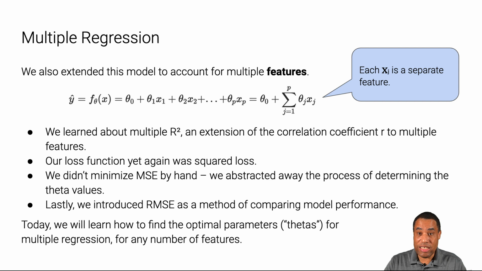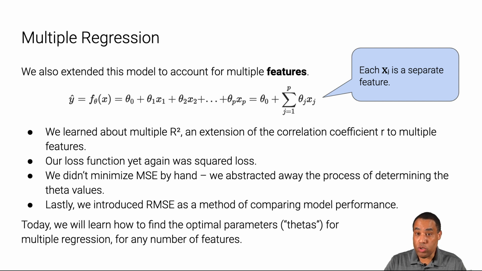Now, we extended the idea of the simple linear regression model to include multiple input features. So here we have y hat equals theta naught plus theta 1 times x1 plus theta 2 times x2, all the way up to theta p times xp. So this is a multiple linear regression model with p features x1 through xp. Now, x1 could be the number of assists that a basketball player averaged. x2 could be the number of three-point attempts that that player averaged.